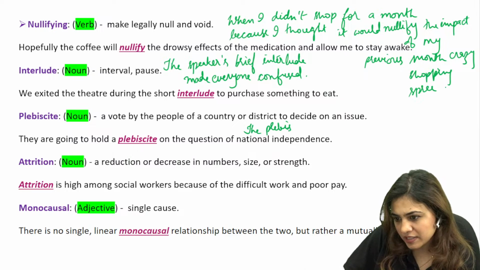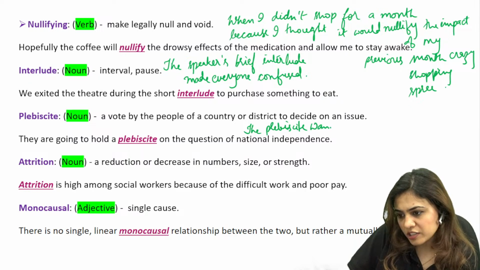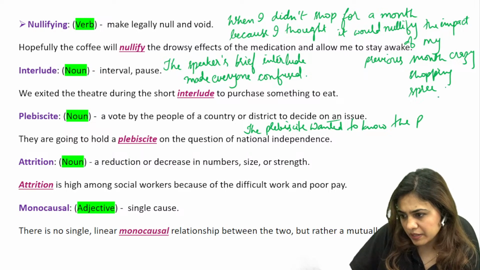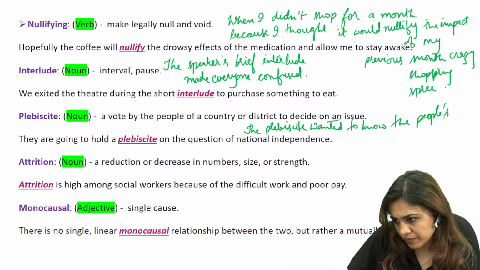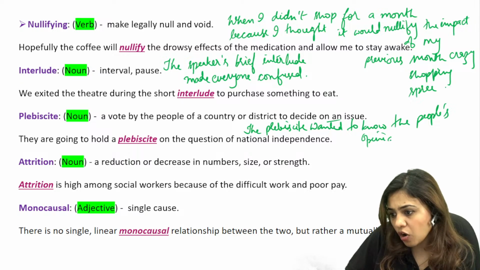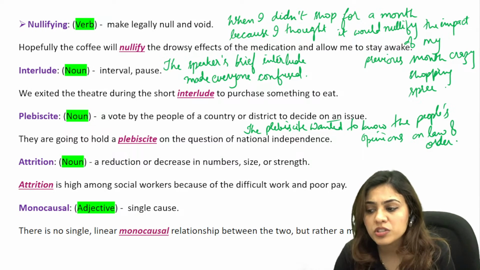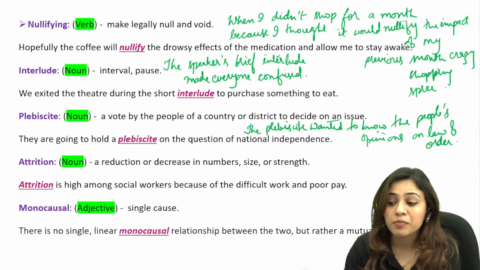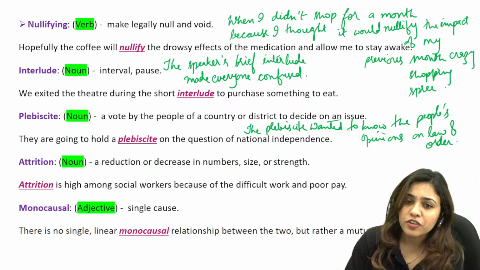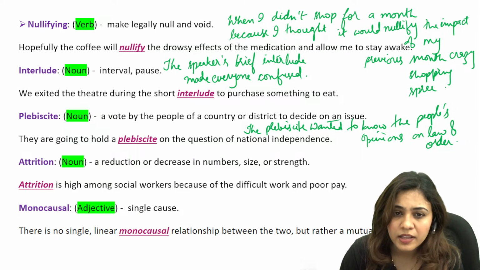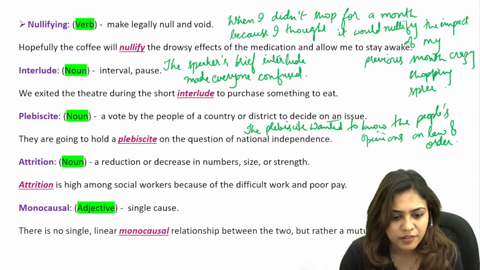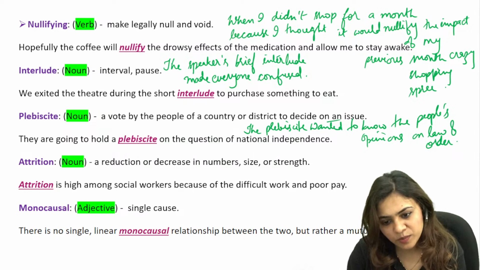The plebiscite wanted to know the people's opinions on law and order. That means the vote wanted to know the vote of the ordinary people by the ordinary people. And the reason for that voting was so that people can come up with clear definition of what law and order is according to them. Right? Okay, so let's move to the next one, that is attrition.